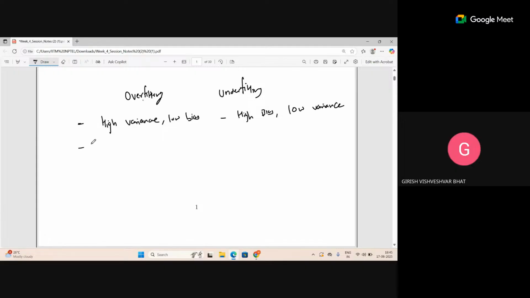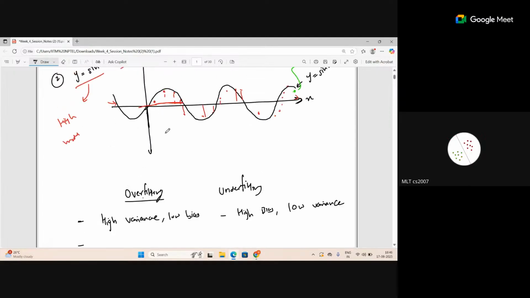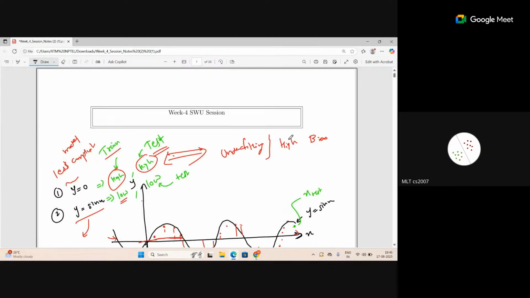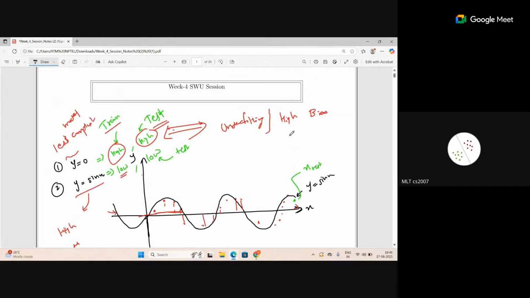Sir, one another confusion is there. I feel that for overfitting, bias should be high, right? Because overfitting is biased towards some points. So why is it in reverse order? Or maybe I am confused. No, no. Overfitting is high variance. This is underfitting, right?